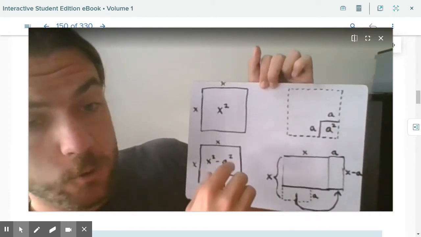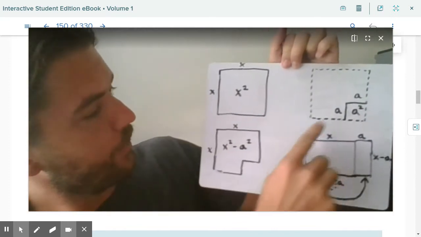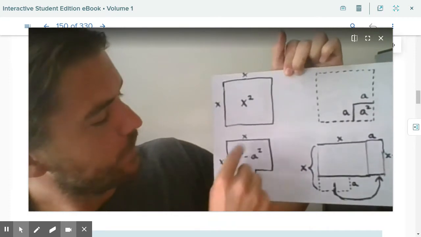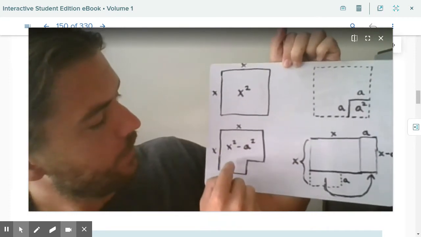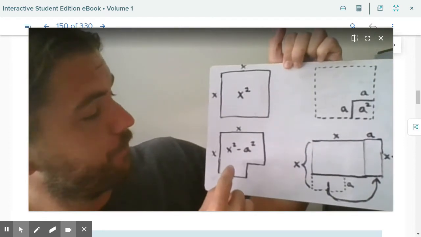Now, if I want to say x squared minus a squared, it could be this picture here, the larger square with that little one missing. So this would be x squared minus a squared. That would be a subtraction image of this expression.